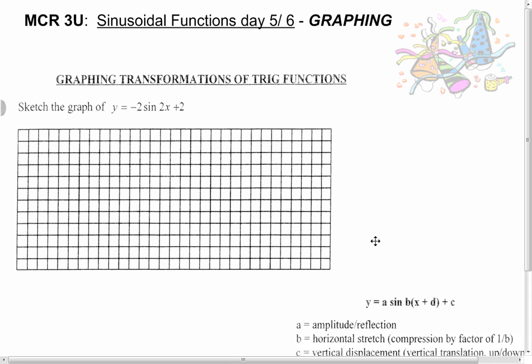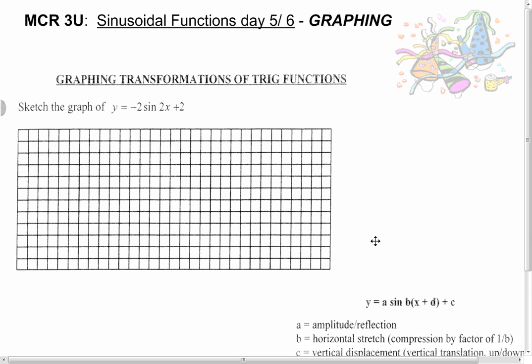All right, grade 11s, we're going to do 2 days of graphing. We're going to get your transformation chops back and work with sinusoidal functions, which can be interesting. I'm going to sketch the graph of y equals minus 2 sine 2x plus 2. I'm only going to do 3 examples.